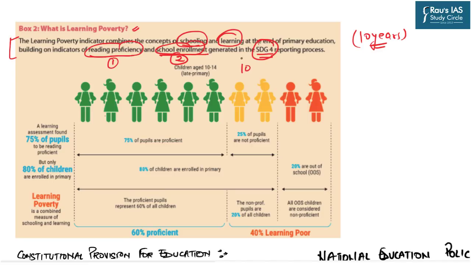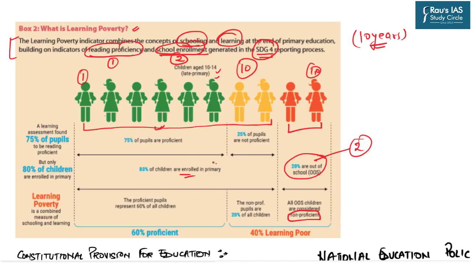Let us suppose that we have 10 students, numbered from 1 to 10. Now out of these 10 children in this specific age group, let us assume that 2 children are out of school. These 2 children are out of school, which means that both will be considered non-proficient, correct? Now the remaining 8 students are enrolled in primary education. Out of these 8 students, 25%, that is again 2 students, are not proficient. That means that despite being enrolled in primary education, they are not proficient enough to read some basic stuff. So reading proficiency is whether the student is able to read some basic lines, paragraphs, phrases or stories or not.